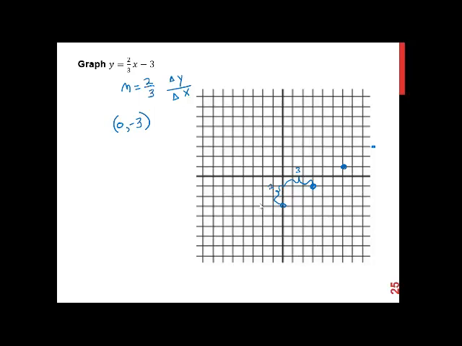That's the nice thing about linear equations, the slope is constant, meaning you'll get the same value all the way across. Well, I didn't put in a line, so I will have to do that freehand. And there's our equation, or our line.